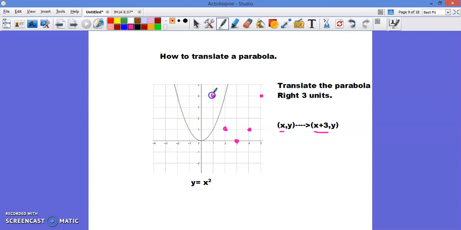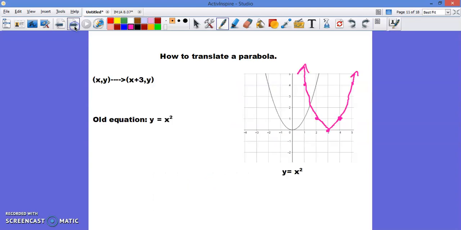So I have enough points now for me to go ahead and draw this curve out. I'm going to go ahead and draw it. There we go. And that's our translation. Again, it's pretty cut and dry for the physical translation on the coordinate plane. I think the more difficult part is actually coming up with the equation. So let's look at making the equation for this parabola.